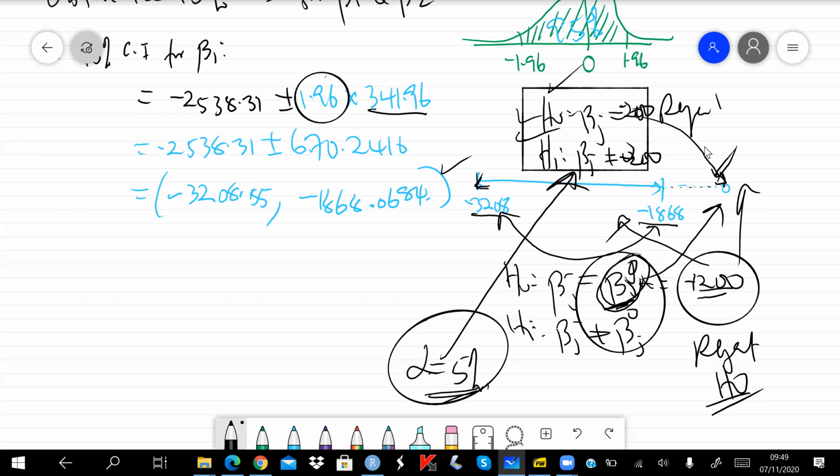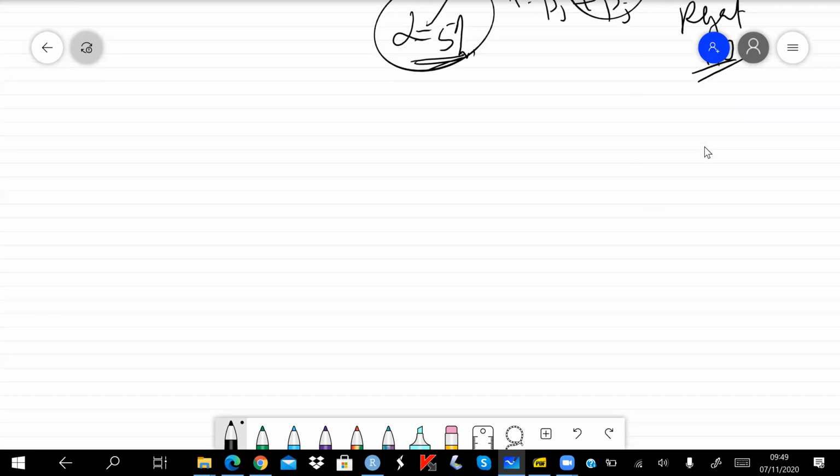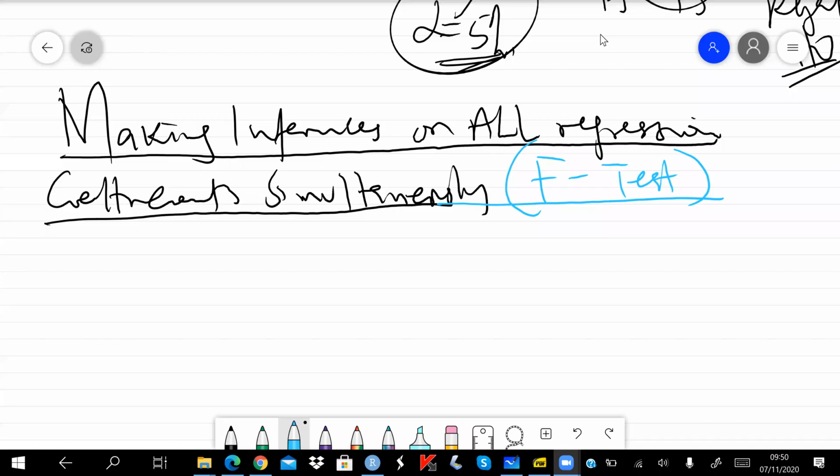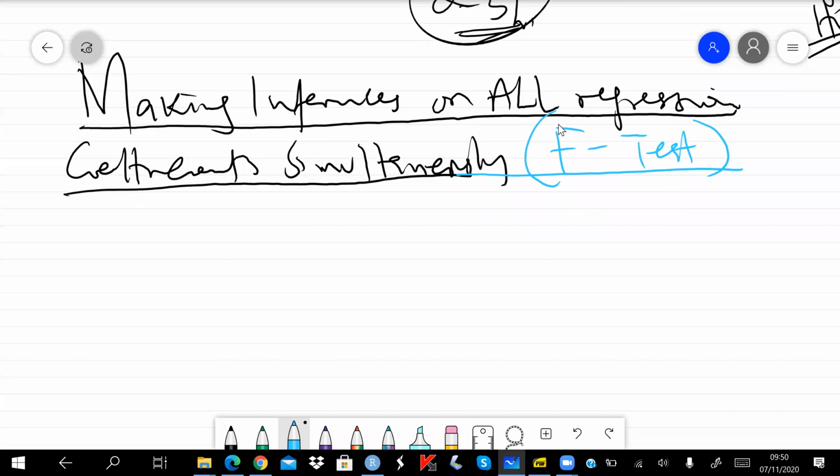All right, so I want us to move on to making inferences. We're still on inferences for the regression model. I want us to move to making inferences on all the regression coefficients simultaneously. So making inferences on all the regression coefficients using the F-test.